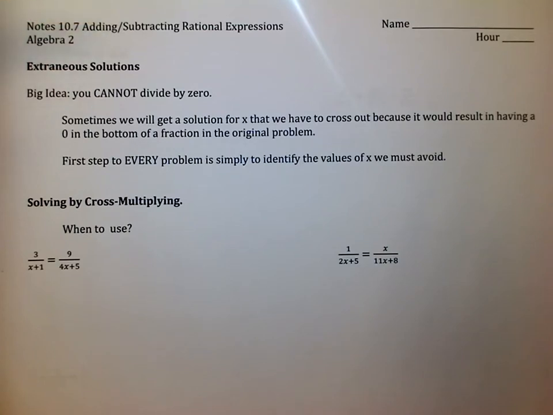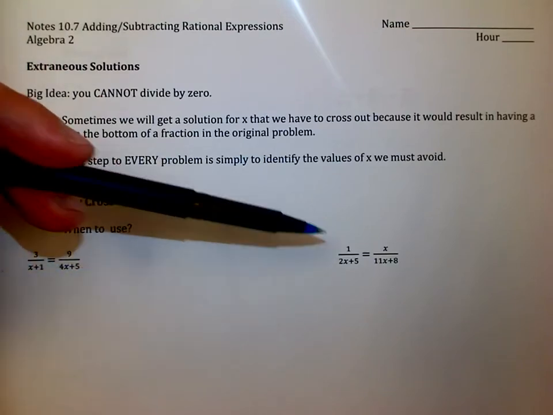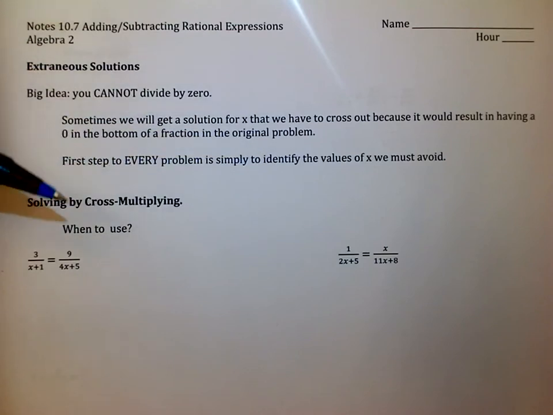The first thing we want to start off with is this idea of extraneous solutions. And the big idea here is this: you can't divide by zero. Sometimes when we solve some problems for x, like what you see here or what you see here, we're going to get values where x appears to be some number. But the problem is if that value would result in us having a zero in the bottom of the fraction, that's an issue that we have to avoid.